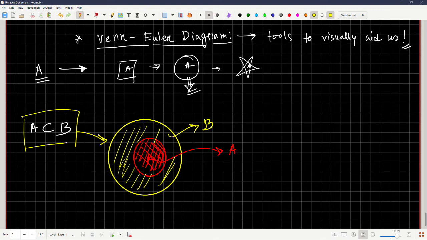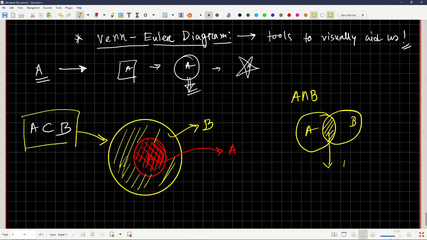How do we represent A intersection B? Draw two circles like this. Let's call it A, let's call it B. Then this shaded region will be my A intersection B.